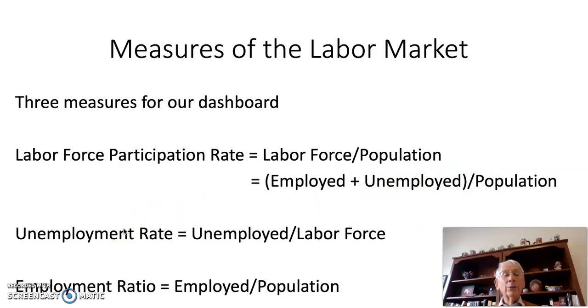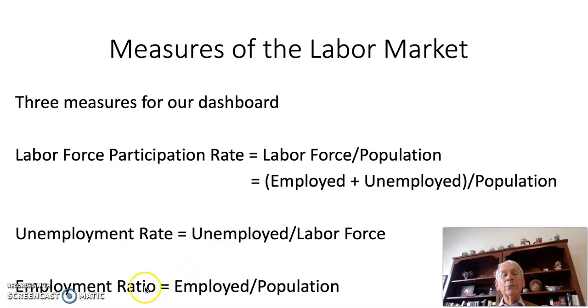The most common measure that we see of the labor market is the unemployment rate. In other words, how many people are unemployed divided by the labor force? Here's a little thing that sometimes trips students up. Notice, these are the definitions used by the government. Labor force participation, the denominator is the population. Unemployment rate, the denominator is labor force. We're saying of all those people that are in the labor force, working or unemployed, what share are unemployed? Of all those people who want to work, what share of them can't find work?